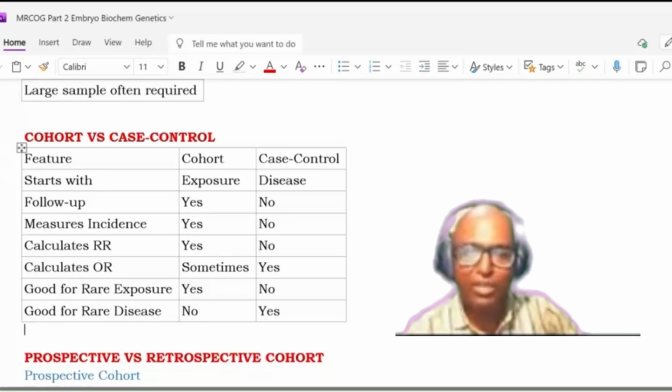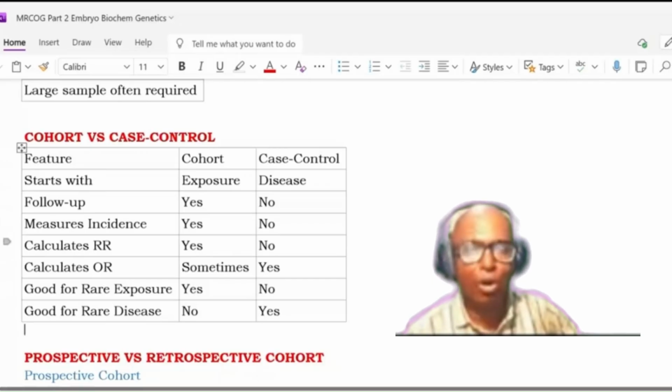Okay, so here the outcome has already happened in the case control study, while in cohort there is no outcome, only exposure is there. Follow-up is required in the cohort. It is not required in the case control. Cohort will measure the incidence. It will also give the relative risk. Okay, both will be calculated by the cohort. Case control will not give you the incidence, will not give you the relative risk. Then cohort may calculate the odds ratio, but odds ratio is the main feature of the case control.